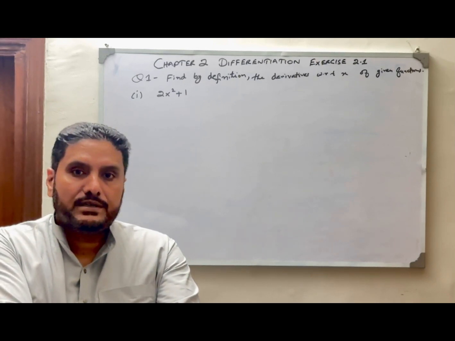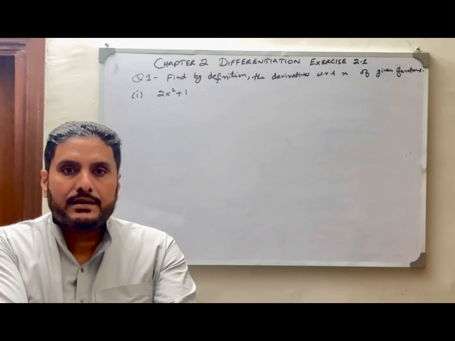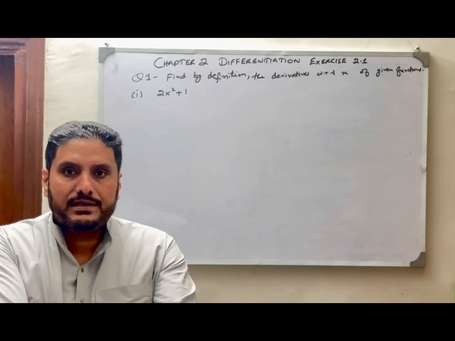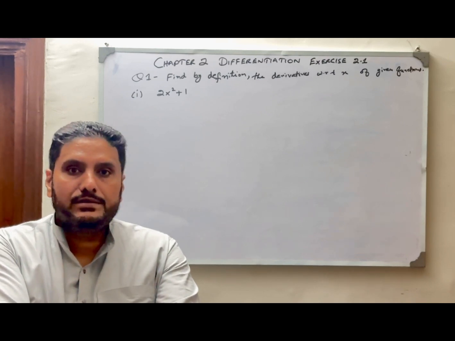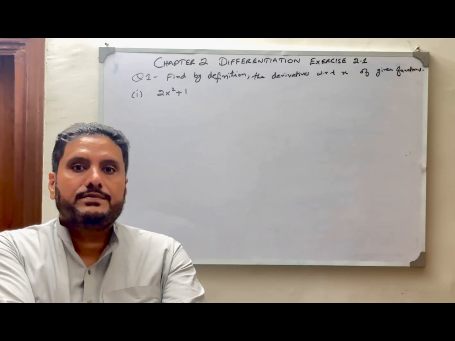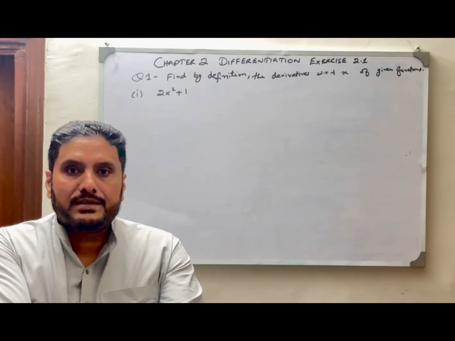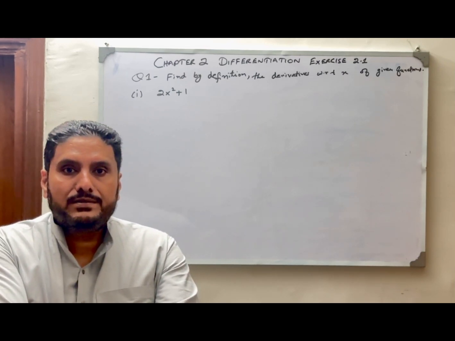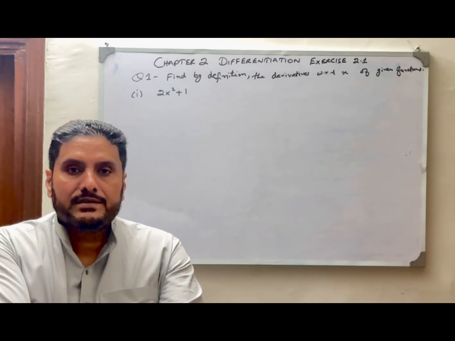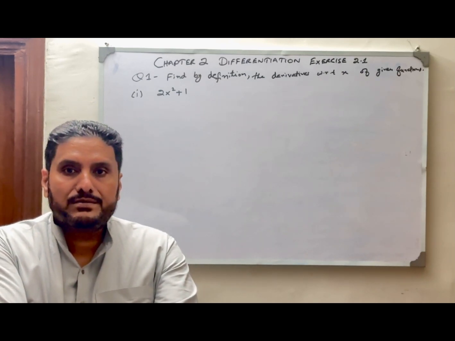Bismillahirrahmanirrahim. In continuation of our previous lecture, Introduction to Differentiation, in which we discussed the ab initio method and the 4 steps, today we are going to start the exercise questions of chapter 2 of the FSC book. So exercise 2.1 is going to be completed today.